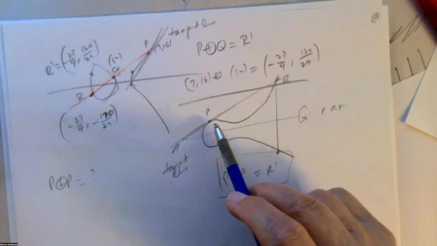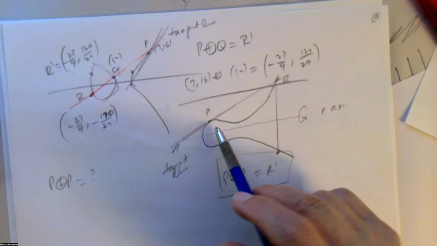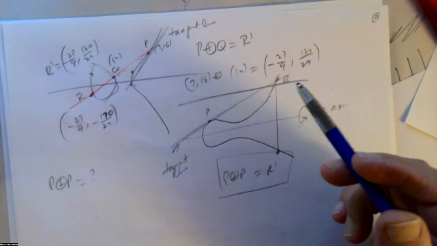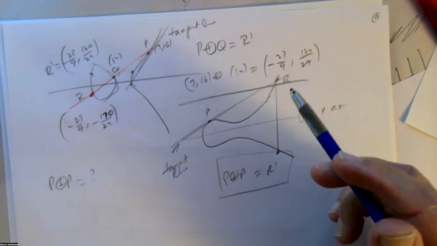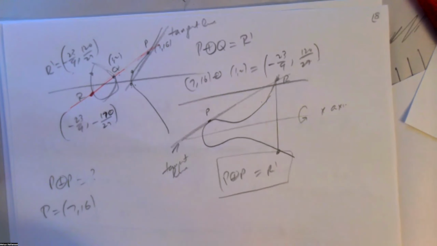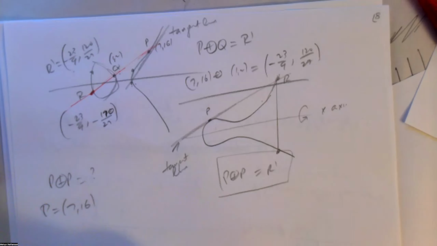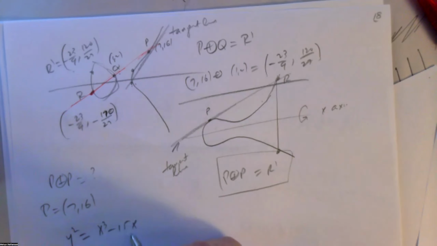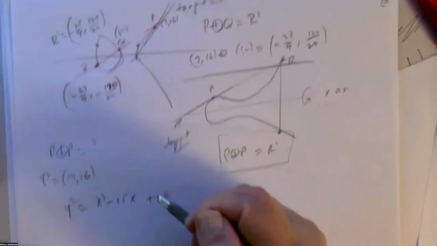Now you can say, how do you find the tangent line to the curve? Well, you learned that in calculus. We can use implicit differentiation. So let's recall it. The point P is the point 7, 16. And what is our curve? The curve that we've been looking at is y squared equals x cubed minus 15x plus 18.